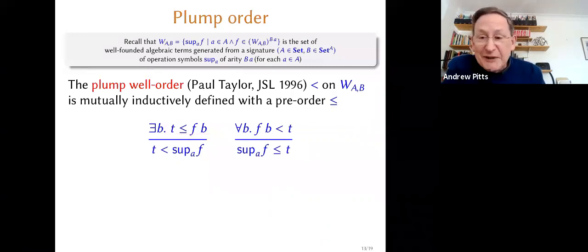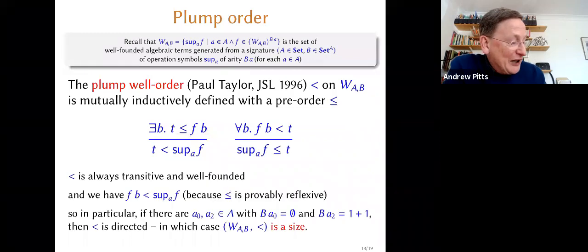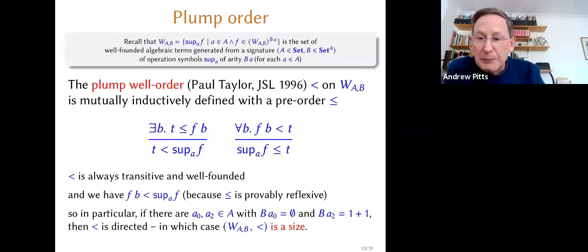Well, that's the definition. You have to think a bit to see that strict less than in that definition is always transitive and always well-founded. And actually, we now always have that one component f b of the sup is strictly less than the sup, because less than or equal turns out to be reflexive. So f of b is less than or equal to itself, and therefore f of b is strictly less than sup f. So this gives us a way of having a well-founded order on the algebraic terms, which is plump enough.